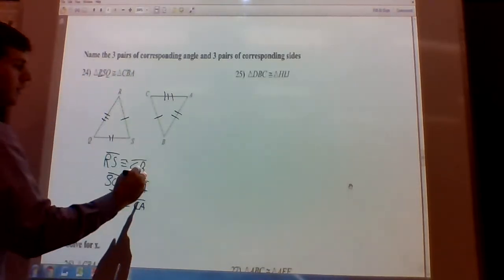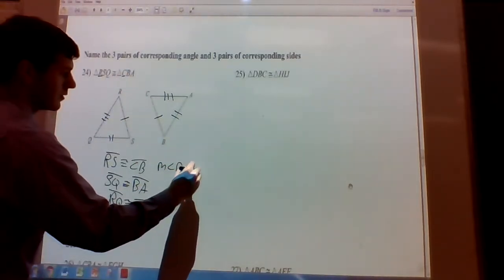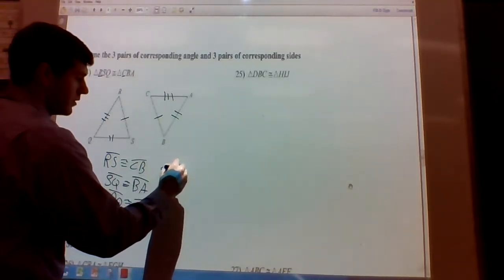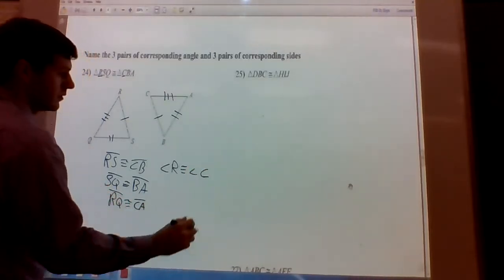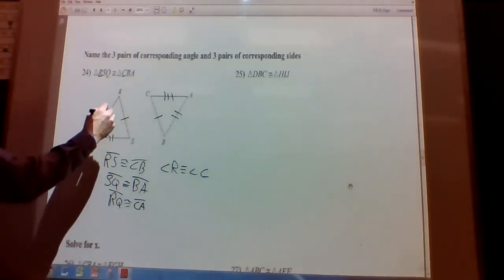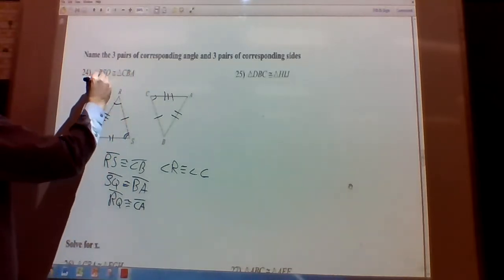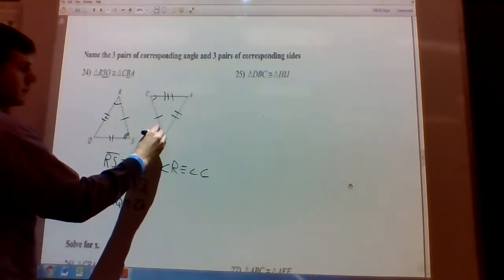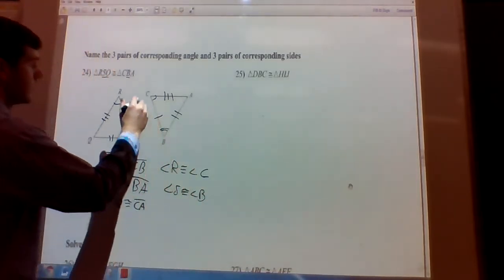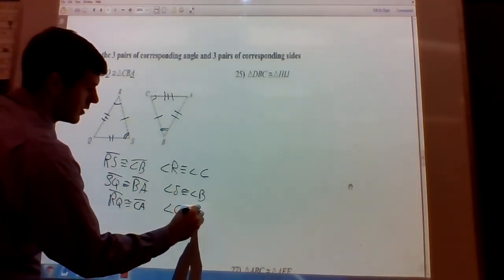We know angle R is congruent to angle C. The measure of angle R is going to be equal to the measure of angle C. So R and C are congruent. We know angle S is congruent to angle B. And we know angle Q is congruent to angle A.